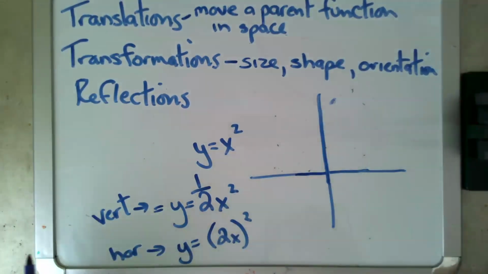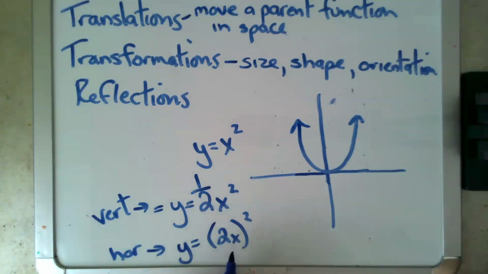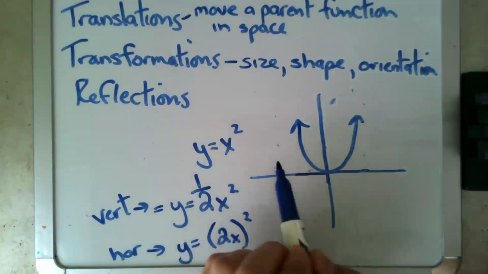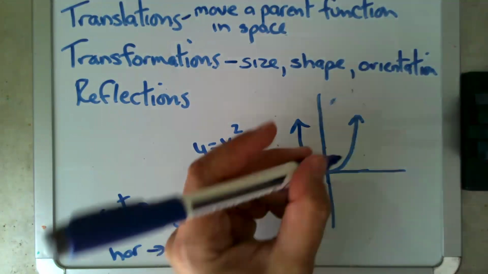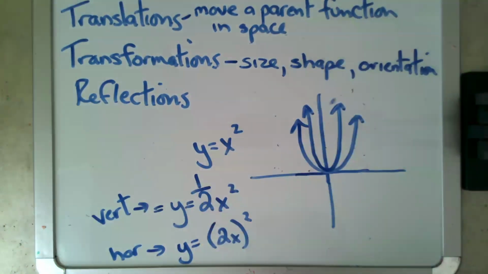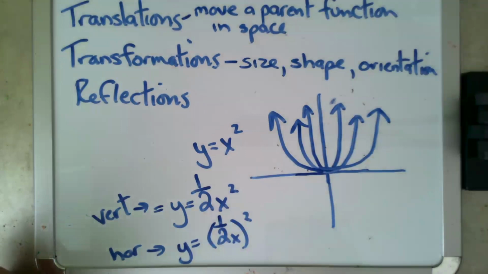With my horizontal, if my parent function looks like that, multiplying by 2 might make you think that horizontally you would get wider, but with our x's, everything's the opposite. So this is actually a horizontal shrink by a factor of 2. So we get narrower. And if instead that said 1/2, we would get wider. All right, so those are our transformations. They change the size, the shape, and the orientation.